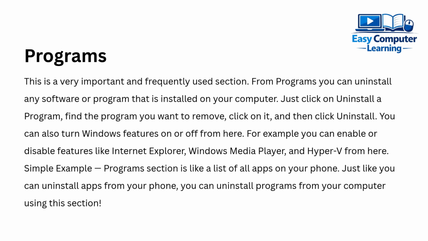You can also turn Windows features on or off from here. For example, you can enable or disable features like Internet Explorer, Windows Media Player, and Hyper-V from here. Simple example: the Programs section is like a list of all apps on your phone. Just like you can uninstall apps from your phone, you can uninstall programs from your computer using this section.